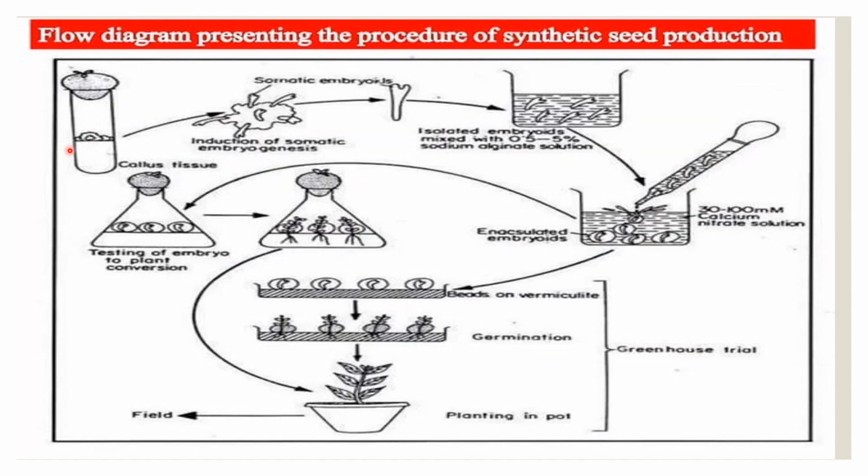Here, first, callus tissues and induction of somatic embryogenesis happen, and this is known as somatic embryogenesis. The isolated embryos are mixed with 0.5% to 5% sodium alginate solution. From that, we add it to 30 to 100 ml of calcium nitrate solution, forming encapsulated embryos.